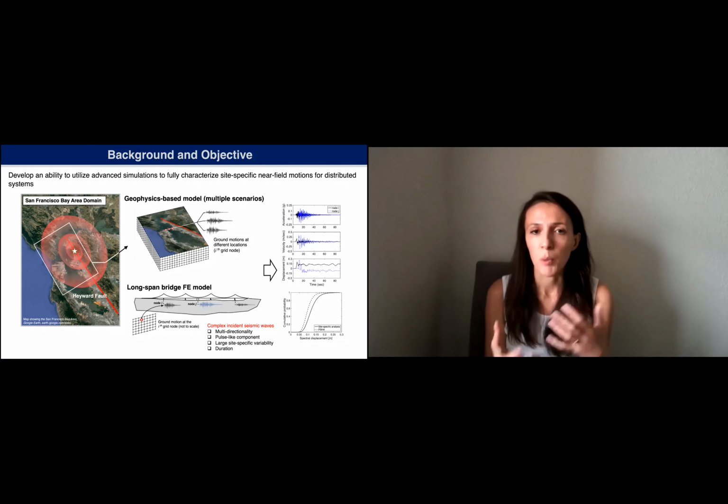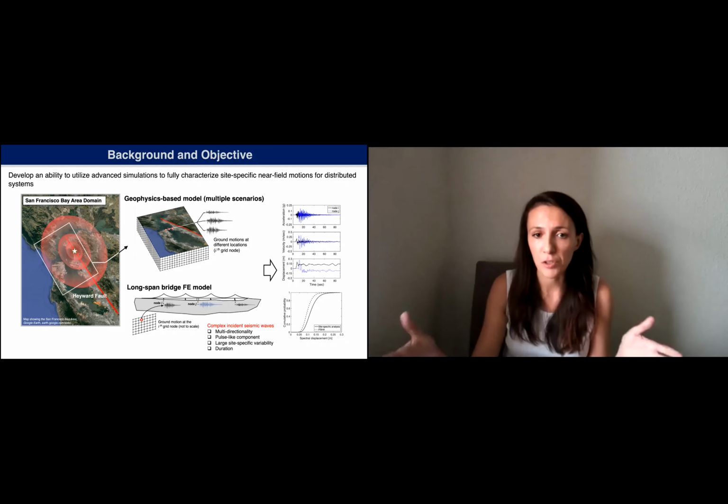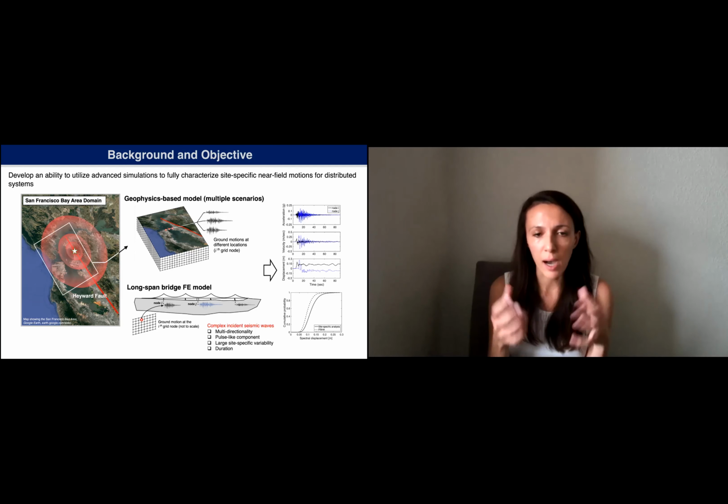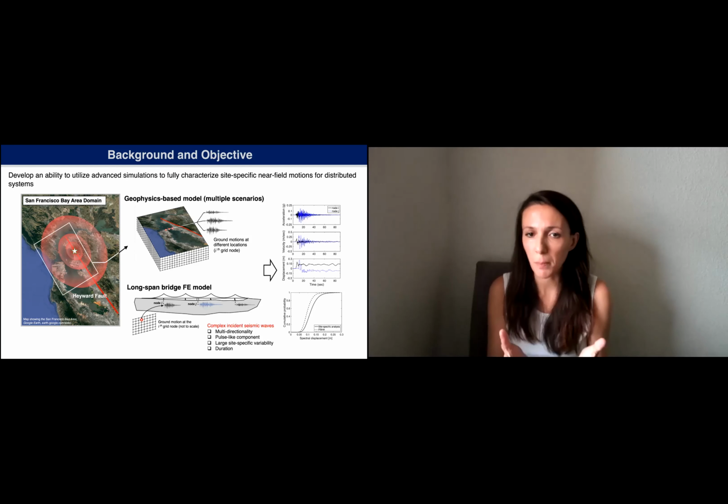These features include the multidirectionality of motions, the duration, the pulse-like component, and the large spatial variability, which translates into the potential of having a structure impacted by motions with different amplitudes and different frequency content at different locations and at different instances of time. With this idea in mind, our final goal is to provide a comparison between the risk posed to structures obtained from classical approaches based on probabilistic seismic hazard analysis and approaches purely based on the use of numerical simulations or on simulated ground motions.